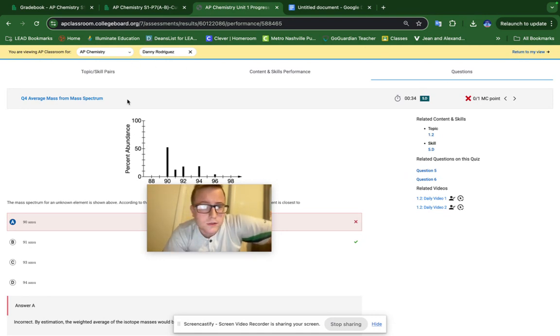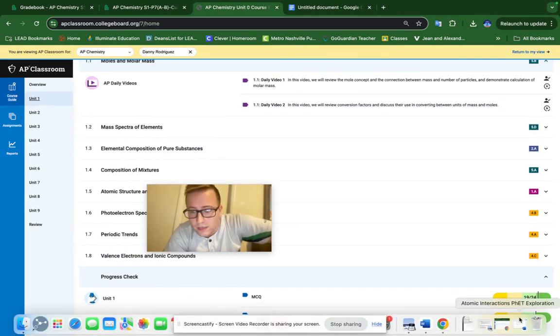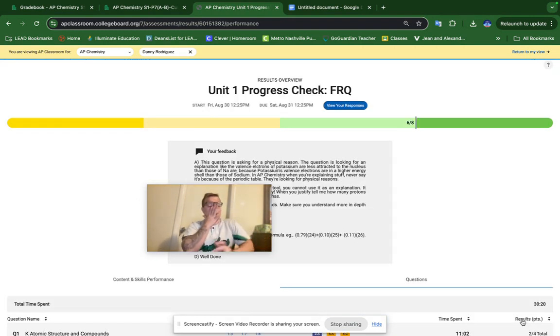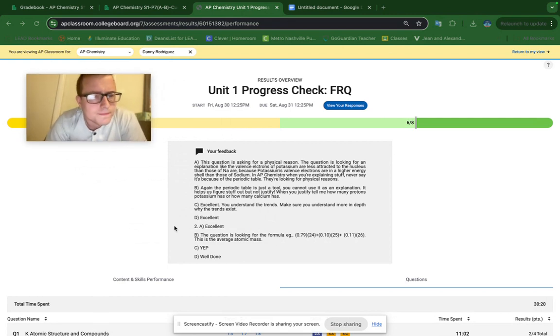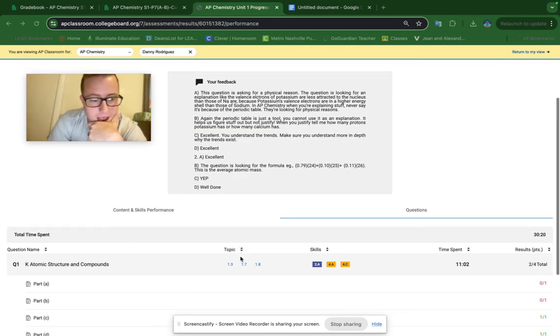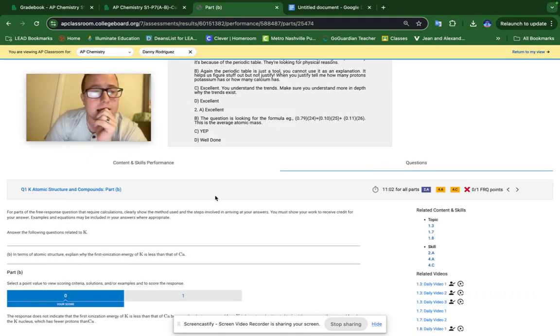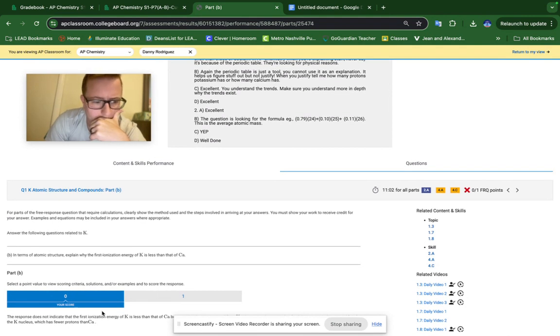Let's go back to... So, Danny can go back to results, course guide. He's going to go back. Now he's going to look at FRQ. FRQ, he got a 6 out of 8. This is a high 3 or a low 4. It's a 75%, which does fall in that range where it could be either, depending on the year. He's going to go find the ones he missed. He missed Part A and Part B. So, for Part A, it even gives you an explanation. So again, it gives you the explanation. It gives you that you missed it. Okay?